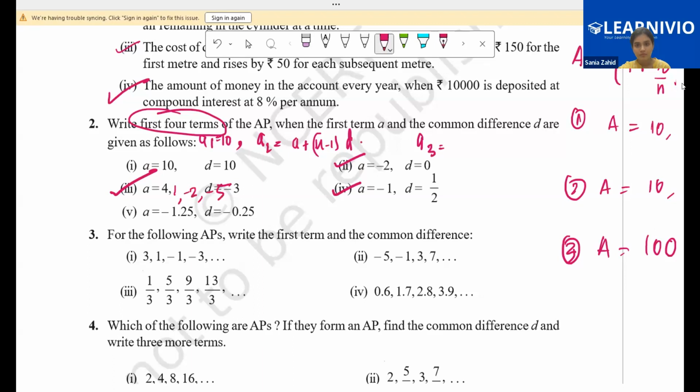1, 3/2, 2, 5/2. First term is minus 1. Then what is the second term? The second term is 3/2.